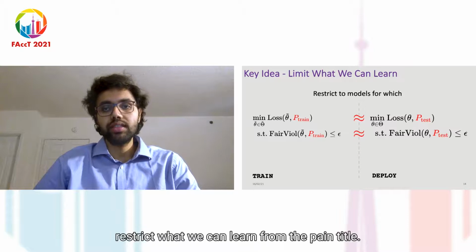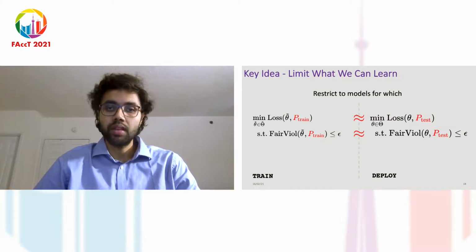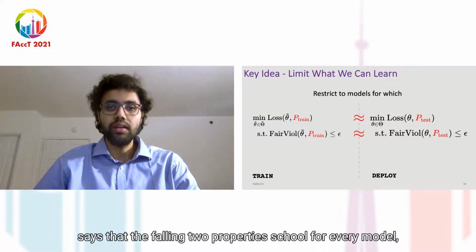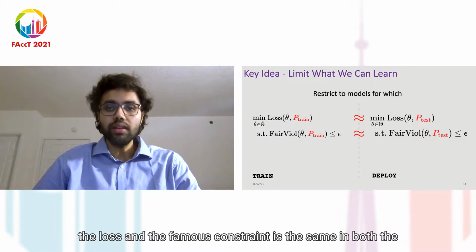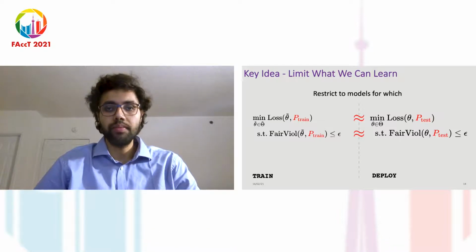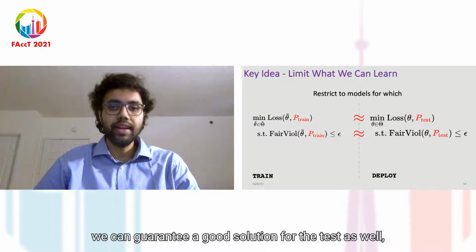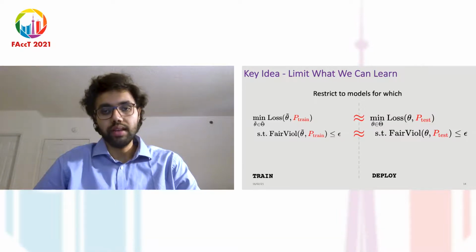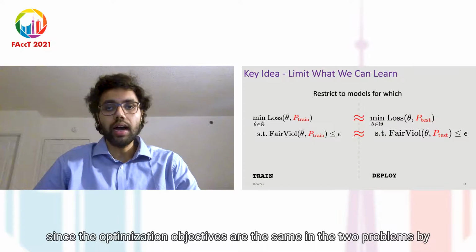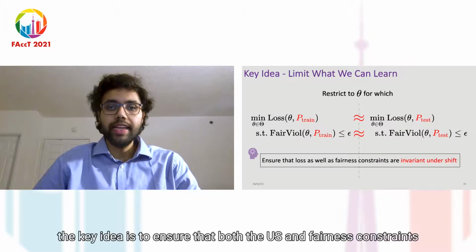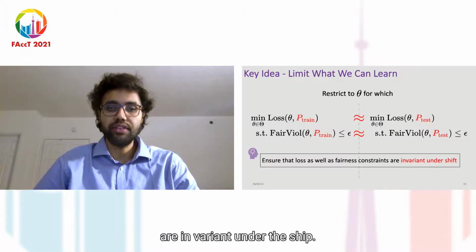One way forward is to restrict what we can learn from the trained data. We carefully restrict the models that we consider such that the following two properties hold. For every model, the loss and the fairness constraint is the same in both the train and the test distribution. As a consequence, if we find a good solution for the train distribution, we can guarantee a good solution for the test as well, since the optimization objectives are the same in the two problems by construction. That is, the key idea is to ensure that both loss and fairness constraints are invariant under the shift.